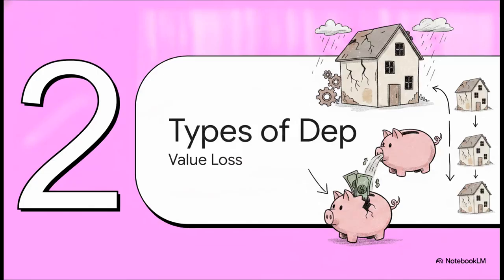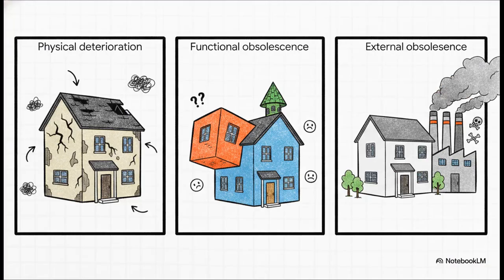Moving right along to Section 2, Types of Depreciation, Understanding Value Loss. Before we can do any math and actually calculate values, we must fundamentally understand what makes a building lose its value over time. So the crucial point here is understanding these 3 distinct categories of depreciation.